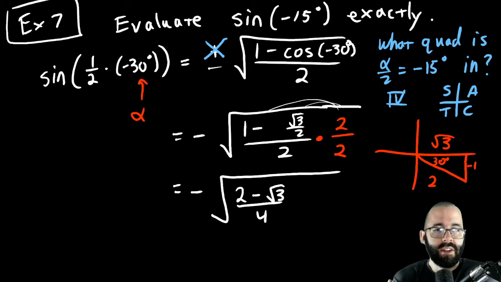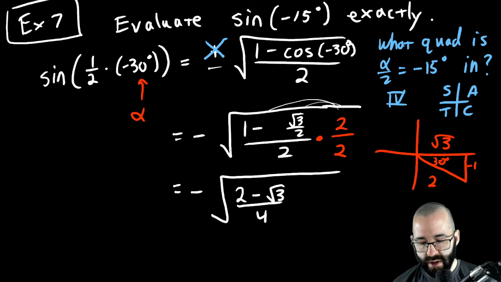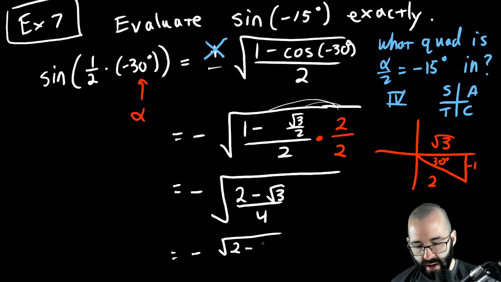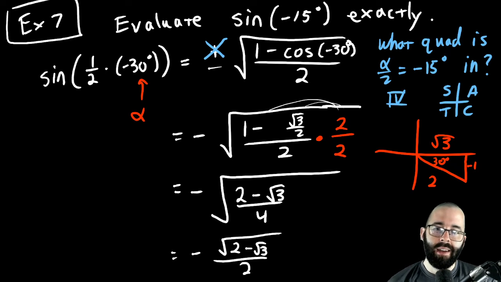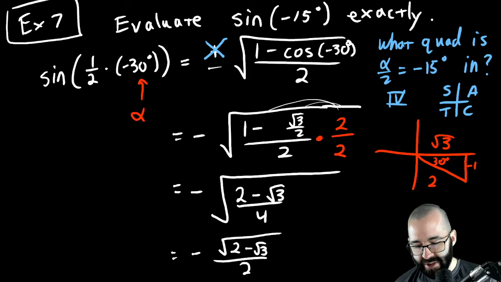And now we can simplify a little bit more because we know the square root of 4. We get negative square root of 2 minus the square root of 3, all over 2. And a square root inside of a square root is not good, but that's not really something that I want to spend time talking about. So I will accept this as your final answer.